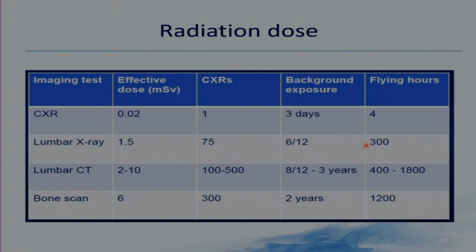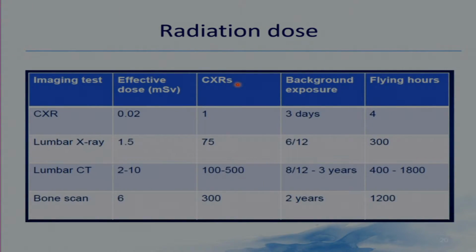So one other factor that we should consider when choosing a radiological investigation is the radiation dose. To determine the radiation burden of a certain study, we tend to compare it with the dose of a chest X-ray. For example, lumbar X-ray will be equivalent to 75 chest X-rays. And a lumbar CT will be up to 500 chest X-rays, so it's quite a high dose. And a bone scan will be around 300 chest X-rays. And a PET scan will be much higher.